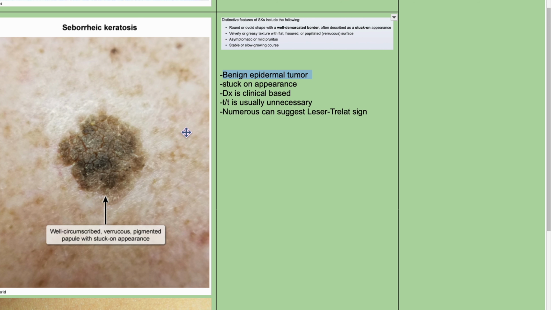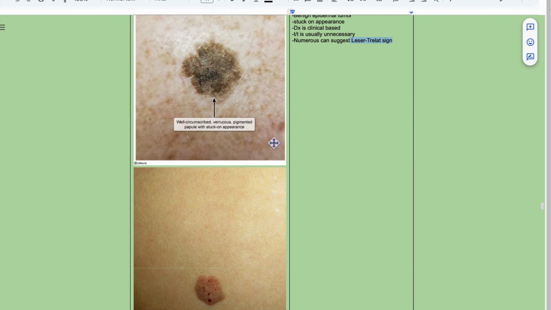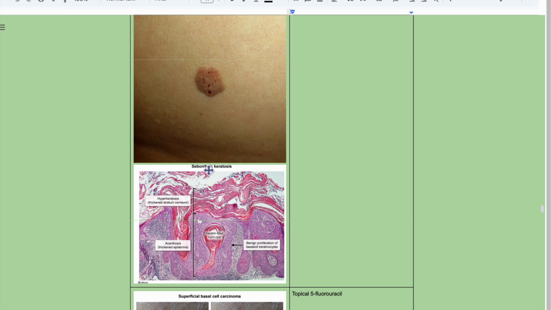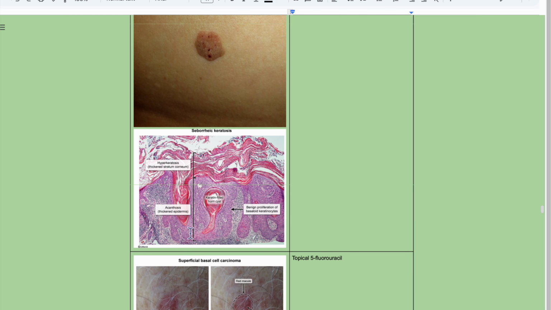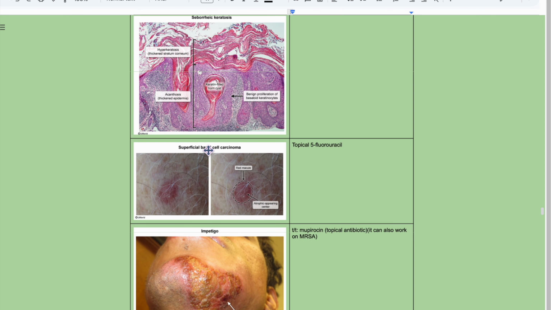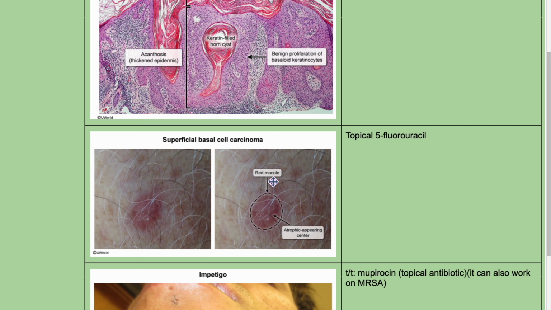If there are numerous of these, then it can suggest Leser-Trélat sign, and then you get it checked out. Stuck-on appearance right there. Okay, that's just there to intimidate you. And superficial basal cell carcinoma, right there, red macule, atrophic appearing centers. Here, treatment is topical 5-fluorouracil.